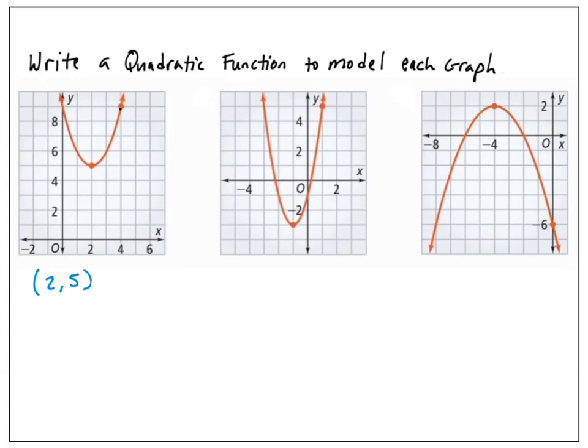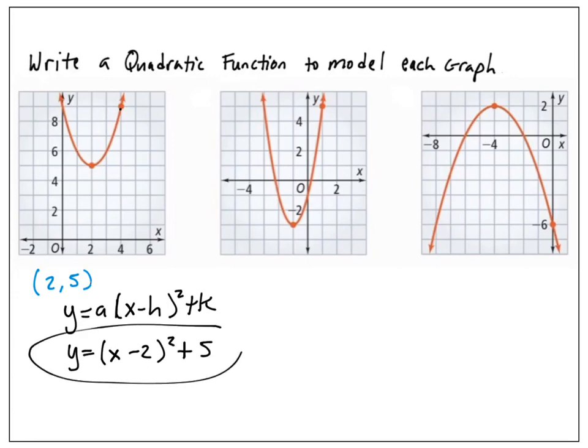So what we can do is we're going to take our h and k values and plug them into our vertex form. So a times x minus h squared plus k. There's no stretch or shrink here. So we're going to have y equals, and we don't have an a value, so it's just 1. And we've got x minus 2, because we're going 2 to the right, and then squared, and then up 5. So this is our equation for the first graph.